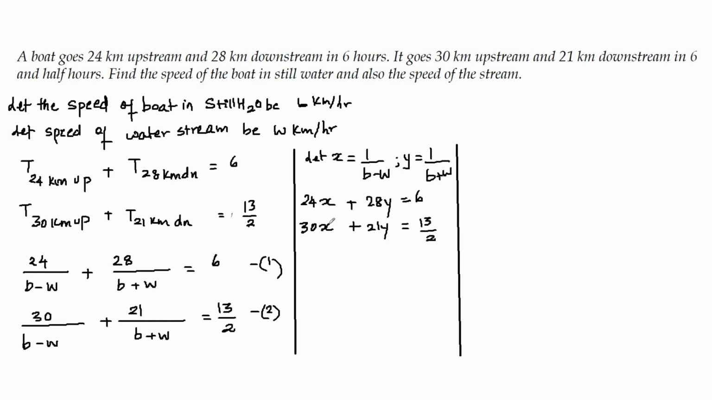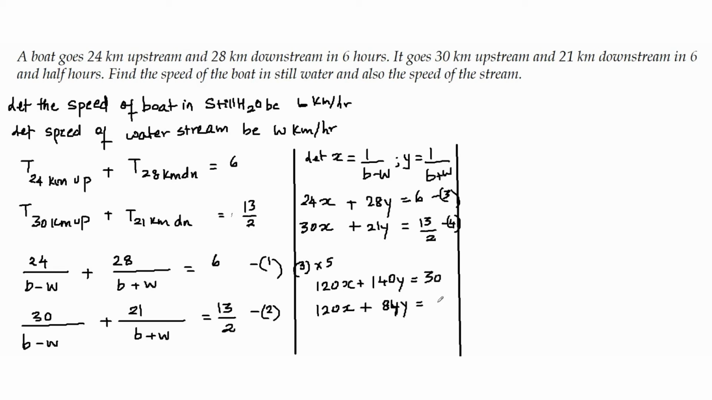Now let's decide which variable to eliminate. I have decided that variable x should go. So this is my third equation and this is my fourth equation. So let me now go ahead and multiply the third equation by 5. So that becomes 120x plus 140y is equal to 30. Multiplying the third equation by 5, and let's multiply the fourth equation by 4.